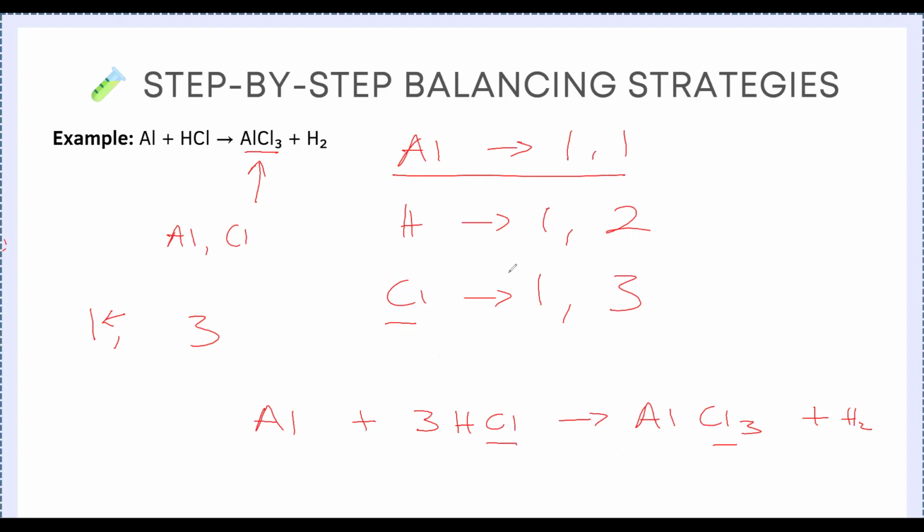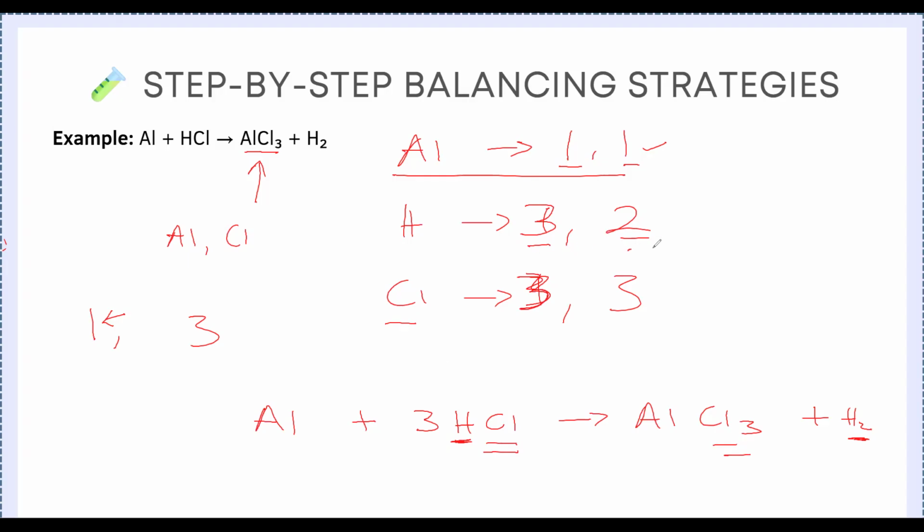So now the next thing I'm going to do is to count the number of atoms that I have for all elements. For aluminium, I have 1 on the left, and on the right-hand side, I still have 1. Aluminium is still balanced. For hydrogen, you can see over here, introducing a coefficient of 3 now made it to be 3 on the left. And on the right-hand side, how many atoms of hydrogen do I have? I have 2. And then chlorine, I have 3 on the left and I still have 3 on the right. So the next element to balance will now be hydrogen.